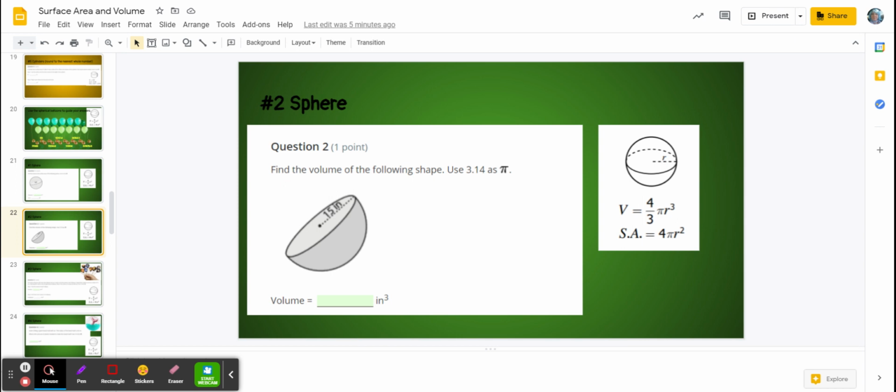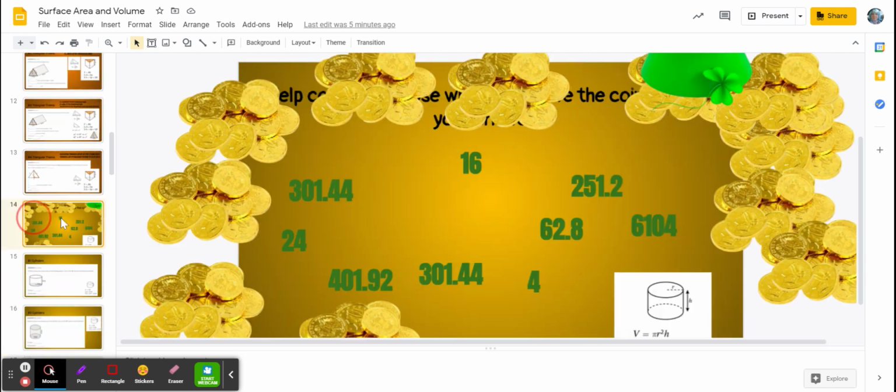Because it says round to the nearest whole number. 24.4 rounds to 24. It does, yeah. I didn't read that either. Yeah, 6104.